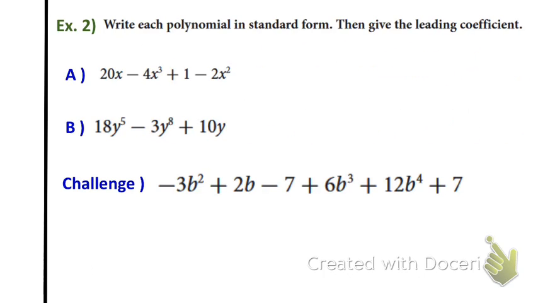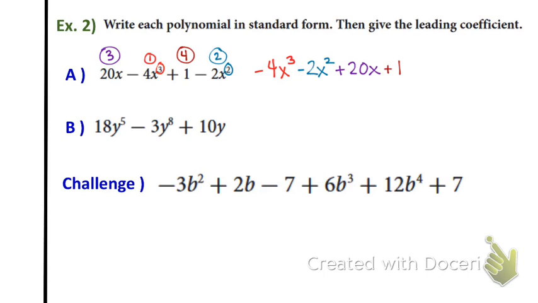Okay, let's look at a few more examples. And we are going to write each of these in standard form, then give the lead coefficient. So the first thing I want to look at is the largest exponent. That would be my first term. So negative 4x to the third. Then I'm going to look at the 2, which is my second term, minus 2x squared. Then I'm going to look at the third term, plus 20x. Then I'm going to look at the fourth term, plus 1.